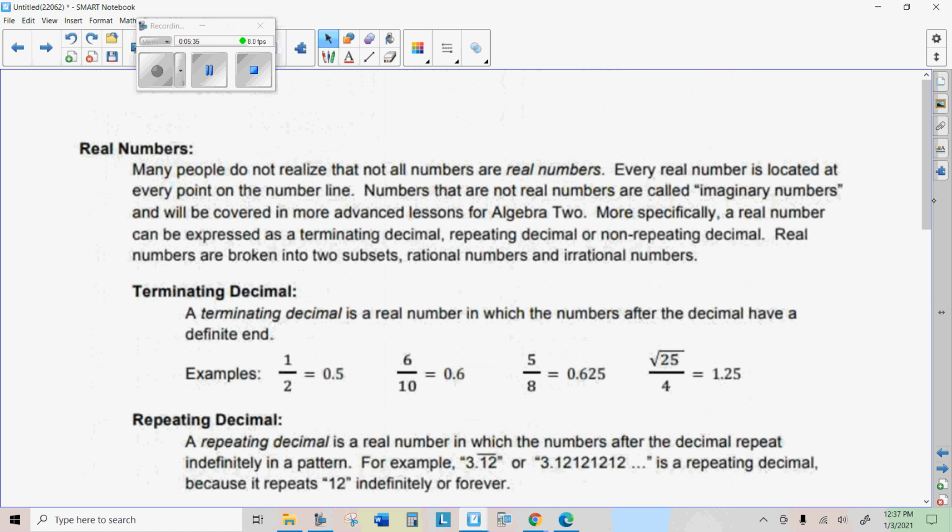All right, so the numbers that we deal with every day, we call those real numbers. So pretty much any number that you've seen up to this point is a real number.